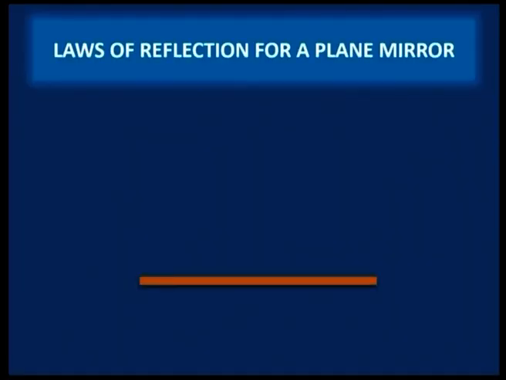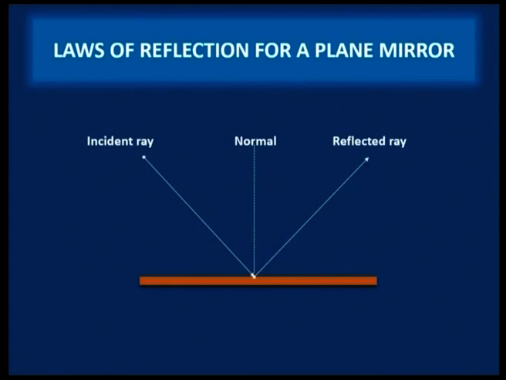So children, we have in our previous classes learnt about the laws of reflection obeyed by a plane mirror. Let us once review the laws of reflection for a plane mirror. So let us imagine this is a plane mirror and we will have a normal to the plane mirror. What is a normal children? It is a line perpendicular to the surface. Now, a ray incident on the surface of the mirror is called the incident ray, right? And the ray reflected from the surface of the mirror is called the reflected ray. So these are the incident ray, the normal and the reflected ray.